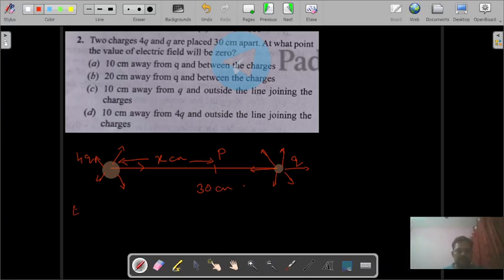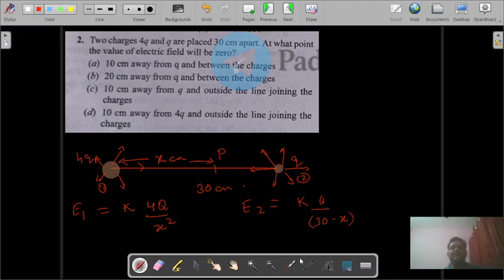So we call this charge 1 and this one charge 2. The electric field at this point P due to charge 1 we can write as K times 4Q divided by the distance x squared. The electric field due to charge Q2 will be E2, which will be represented as K times Q over 30 minus x.